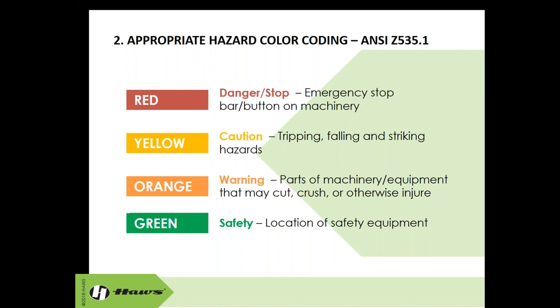Now, red, you'll notice, is an emergency stop bar button on machinery. Yellow is caution, tripping, falling, striking hazards. And then orange is parts of a machinery or equipment that can hurt you, cut, crush, or otherwise injure. Green, you might notice, the particular color of a safety manufacturer that you might be attending a webinar of theirs, is the location of safety equipment. So very important color coding on emergency equipment. It should be green.